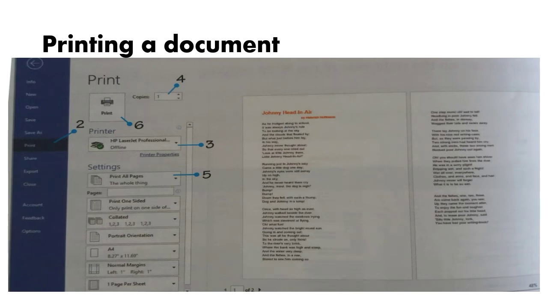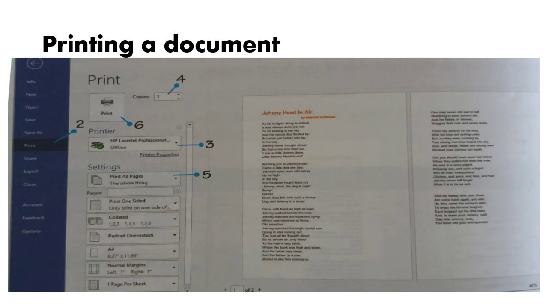Printing a document. To open the print window, press Ctrl+P. To print a document, follow these steps. Click the File tab. Select the Print option. Choose the printer. Enter the number of copies you want to print in the Copies spin box. By default, the number of copies to be printed is 1.